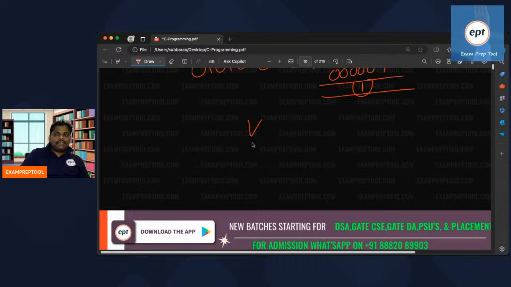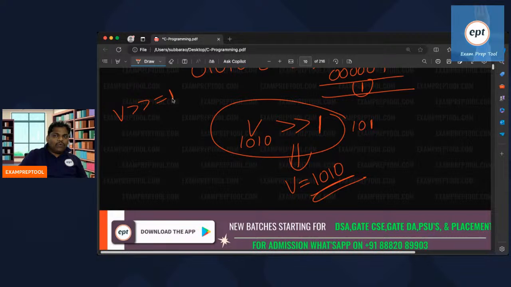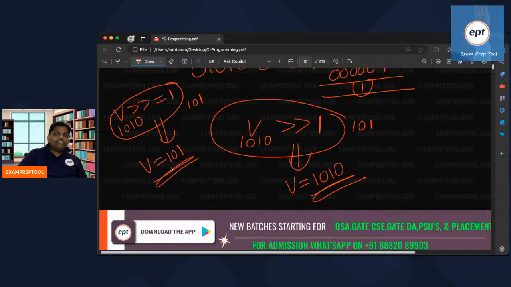Let's see this one. V is going to be 1 0 1 0. If you do right shift one time, the last 0 will be lost. What is the value? Right shift means divide by 2. 10 becomes 5. But remember, at the end of the story, V value is 1 0 1 0 only, because you have not done assignment. But if you do V right shift equal to 1, that means V is 1 0 1 0, after right shift one time it becomes 1 0 1, which is 5, and V changed. V became 1 0 1. We changed here, we did not change here. Careful. Fine.